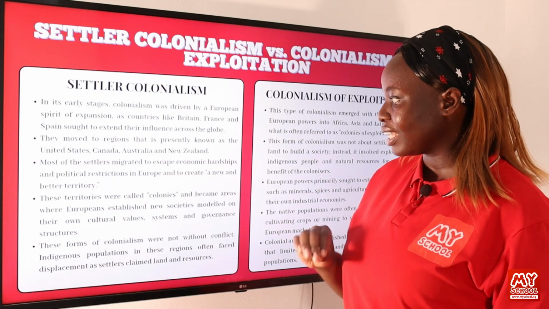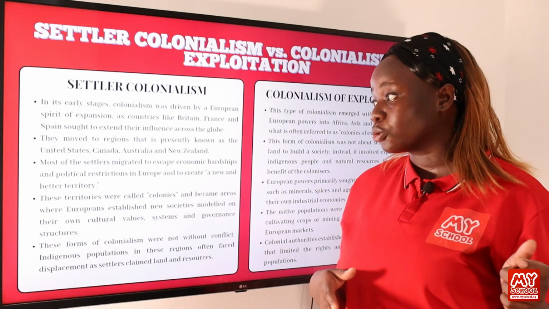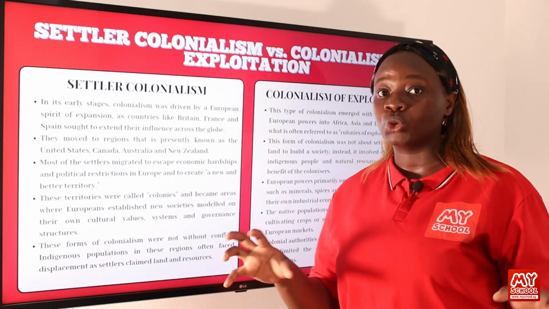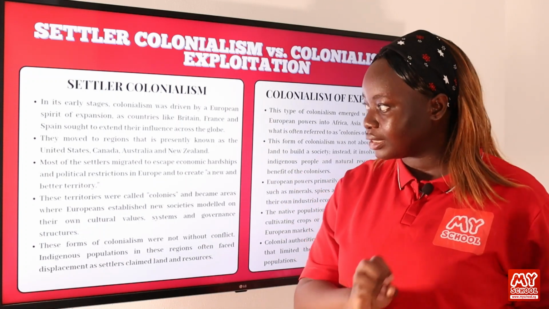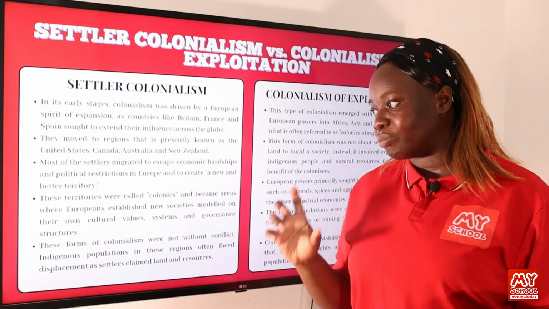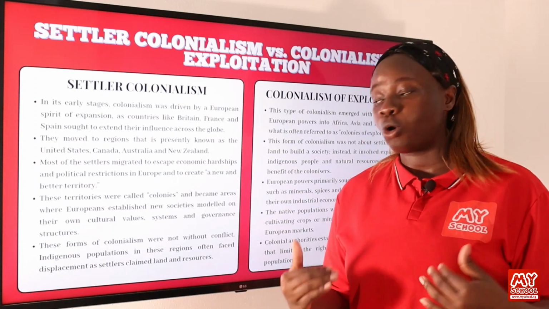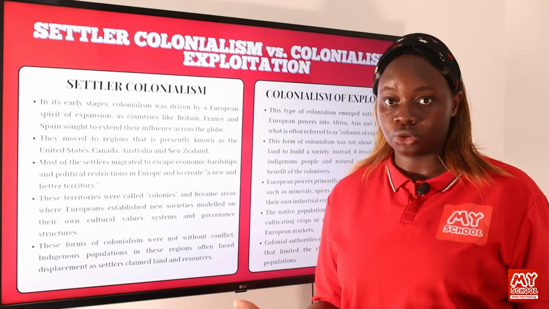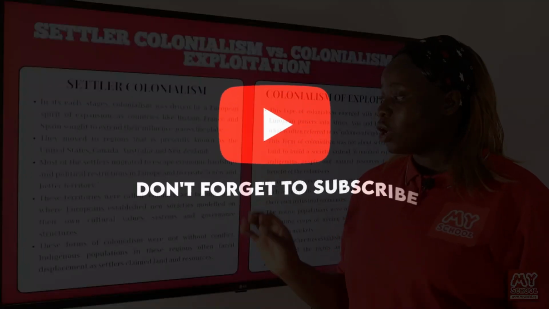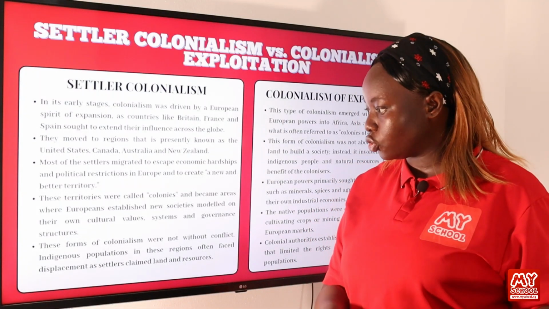Okay? So most of the settlers migrated to escape economic hardship and political restrictions in Europe and to create a new and better territory. So they wanted to create a new state in some of these lands, and so they established colonies in the United States, in Canada, in Australia, and in New Zealand. These territories were called colonies and became areas where Europeans established new societies modeled on their own cultural values, systems, and governance structures. So they came together to establish a constitution, a political system, and all of these were adopted by the people that moved to these different territories.